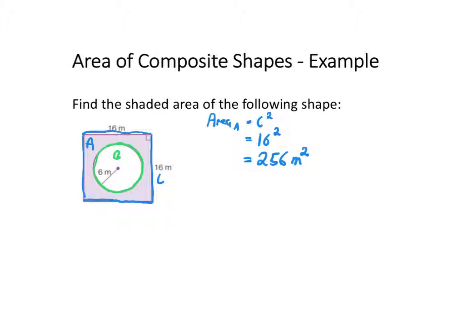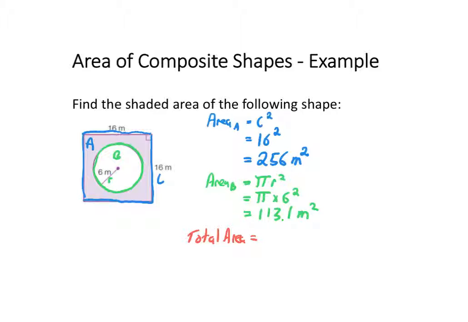The area of shape B is going to equal pi times the radius squared. Going back to my original shape, the radius is 6 meters. So pi times 6 squared, and that is equal to 113.1 meters squared. Now that I know the area of my two smaller shapes that I identified, I need to go ahead and calculate the total area.